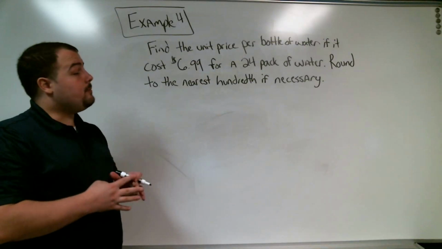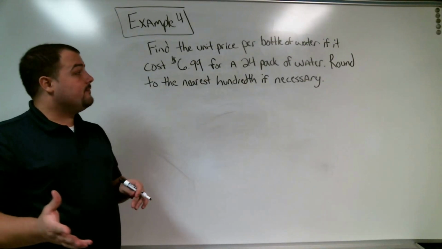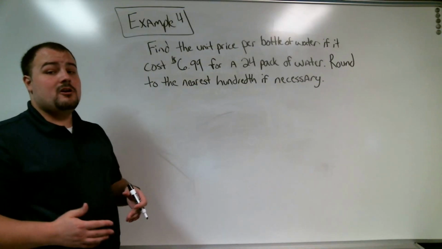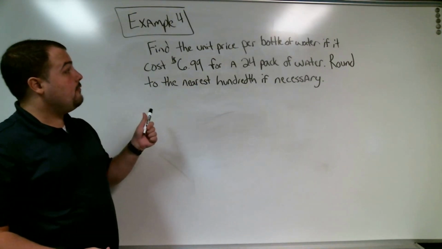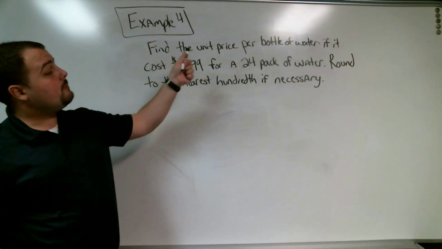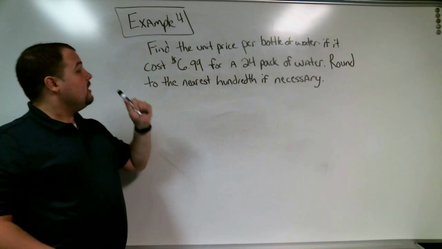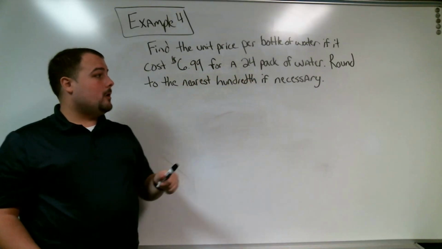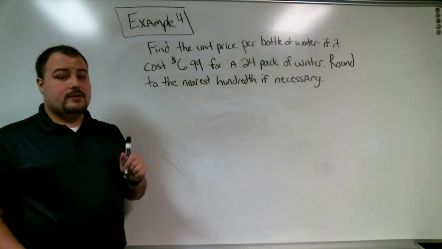For our 4th example, again, I'd like you to pause the video, write down the problem. This one we're talking about bottles of water. We're still finding a unit rate because if we read the question, it says, find the unit price per bottle of water if it costs $6.99 for a 24 pack of water. Round to the nearest hundredth if necessary.